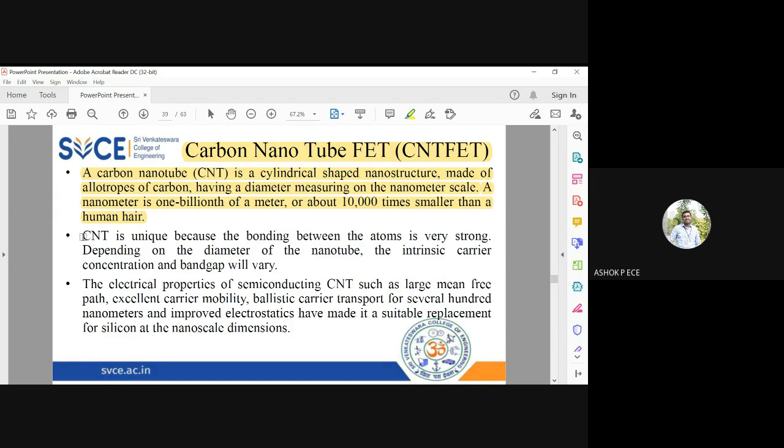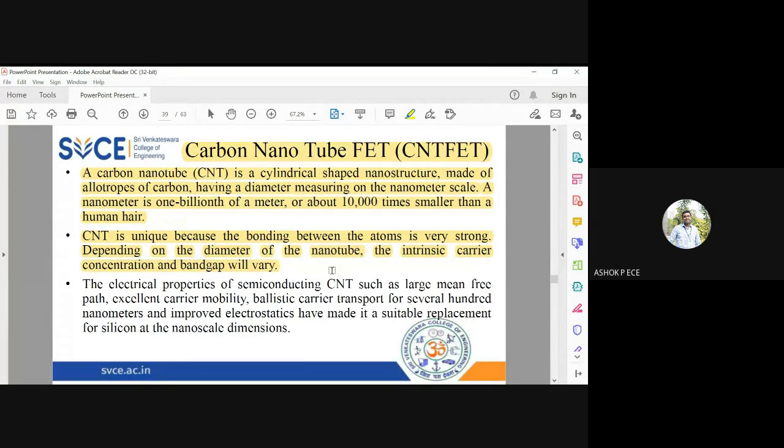CNT is unique. You may ask a question. Already our human hair itself is very flexible. If I make the carbon nanotube 10,000 times smaller than the human hair, will it be even more fragile? If we touch it, will it break? That is not the case. CNT is unique because the bonding between the atoms is very strong. Carbon atoms are going to bond very, very strong. So depending on the diameter of the nanotube, the intrinsic carrier concentration and band gap is going to vary.